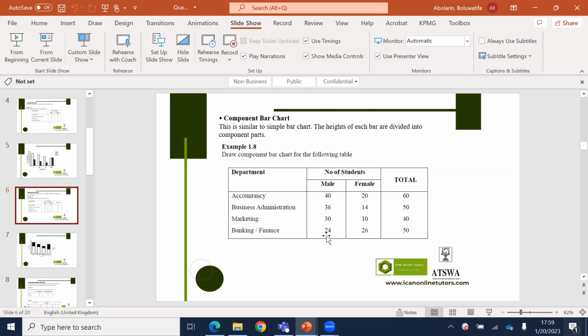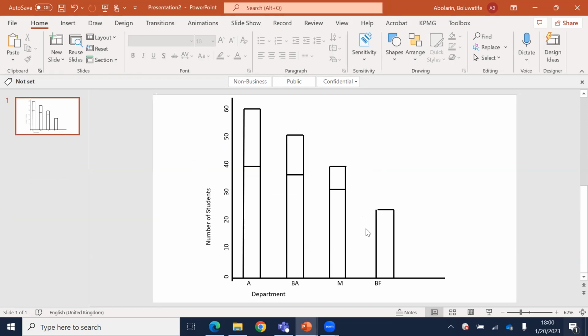The next one is what? 24. And the next one is what? 26. So it's reaching what? 50. I want to make sure it reaches 50. And cover it up.